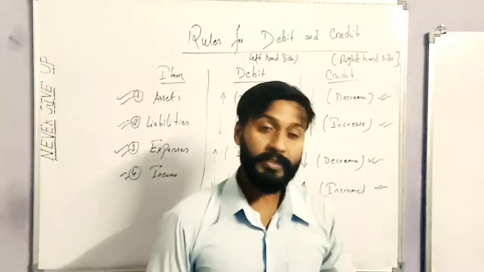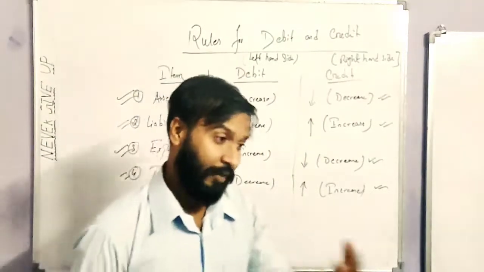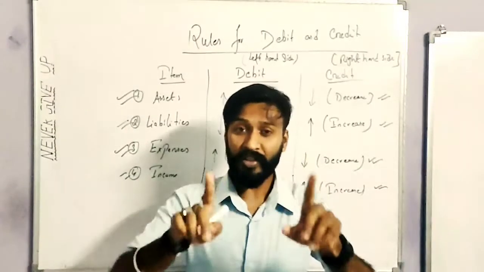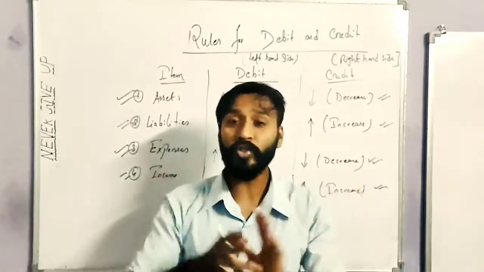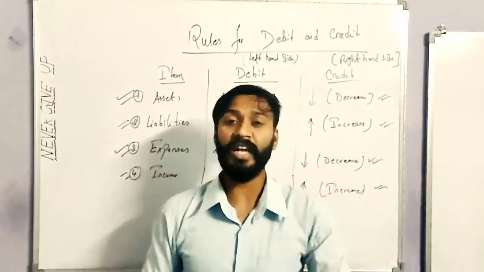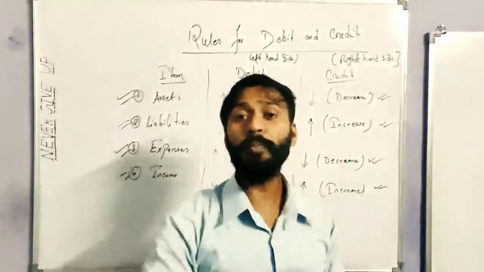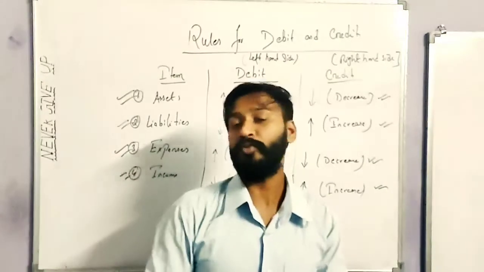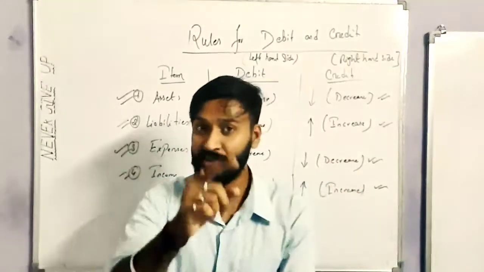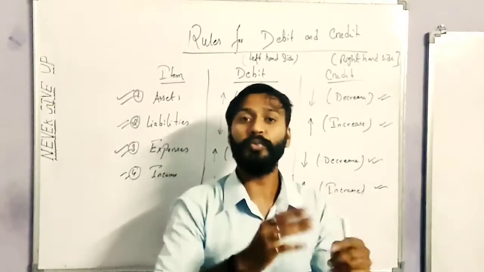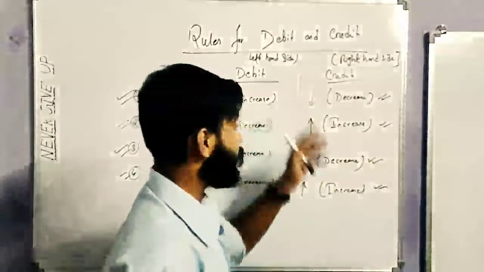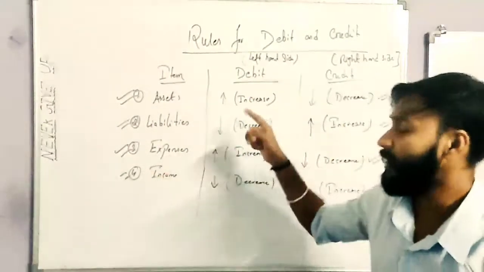So these are the rules of debit and credit. As I have told you, the journal is the first step of accounts. Journal is the first recording book of accounts in which we record the transactions. A transaction is done between two persons; at least two persons are needed for a transaction. The exchange of goods and services in terms of money is called a transaction. These transactions will be recorded in the first step, that is called the journal. So for learning the journal, we first need to know the rules of debit and credit.